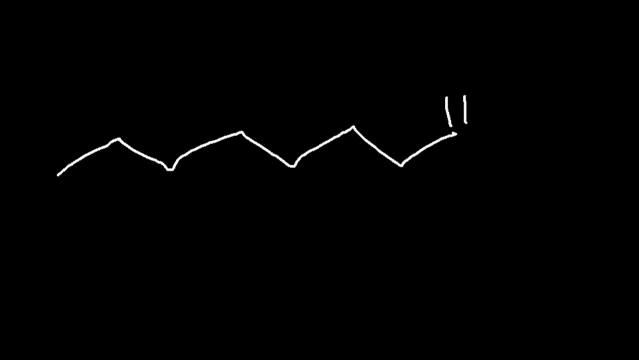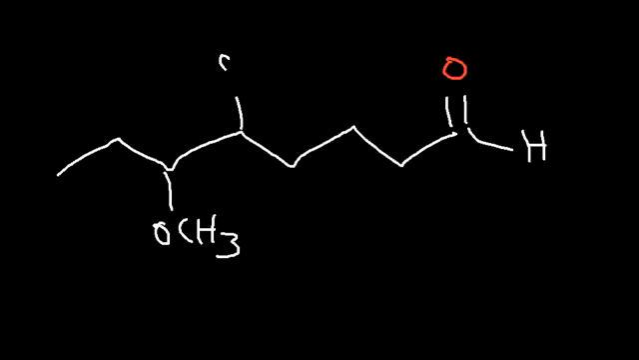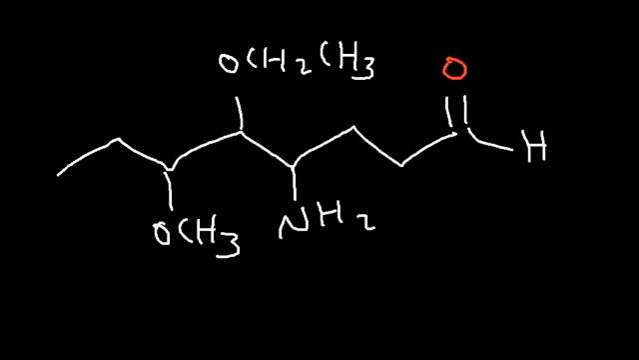Let's try another example. So here we have the aldehyde. We're going to put an OCH3 group and an OCH2CH3 group. And let's add an NH2 group. So the aldehyde has more priority than the ethers and the amine. So this is going to be 1, 2, 3, 4, 5, 6, 7, 8.